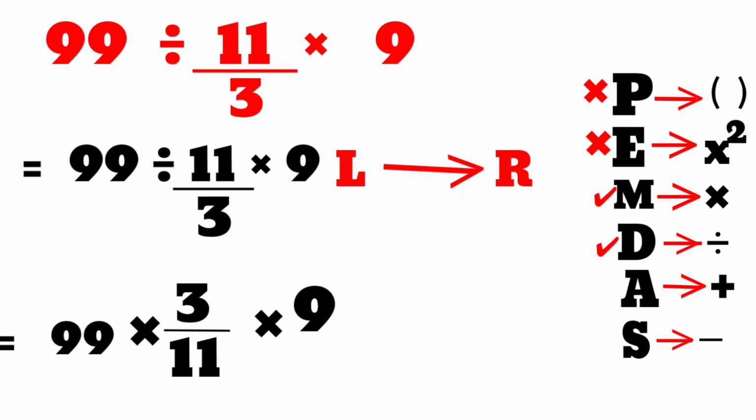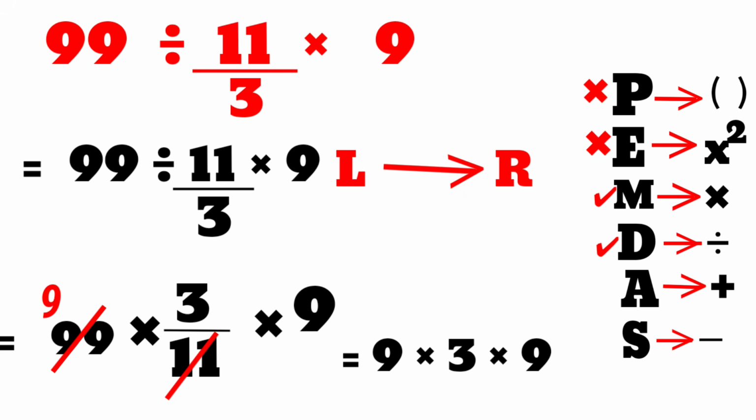Now cut the numbers like this. 11 times 9 is 99. न्यूमरेटर मल्टीप्लिकेशन करेंगे. is equal to 9 times 3 times 9.